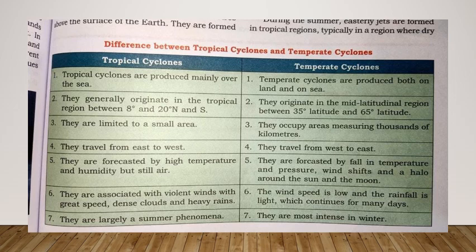The tropical cyclones are associated with violent winds, with great speed, dense clouds, and heavy rains. On the other hand, for the temperate cyclones, the wind speed is low and the rainfall is light, which continues for a few days. The tropical cyclones are largely a summer phenomenon, while the temperate cyclones are more intense in the winter season.